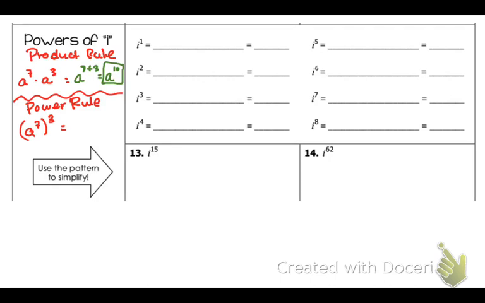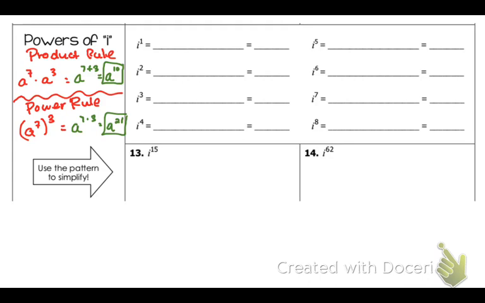If you have the power rule, that means that you're actually going to multiply these two exponents. So you're going to have to multiply them, which would give you a to the 21st power. So it is a different format. Right here, you're multiplying them. Right here, it's raised to another power. Okay, so keep that in mind while we're going over this.